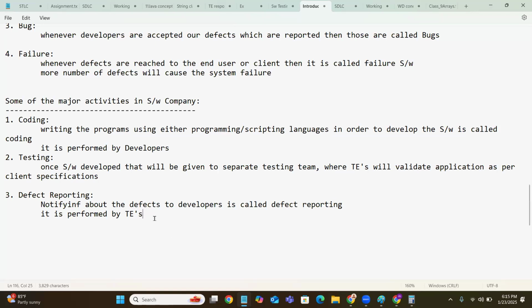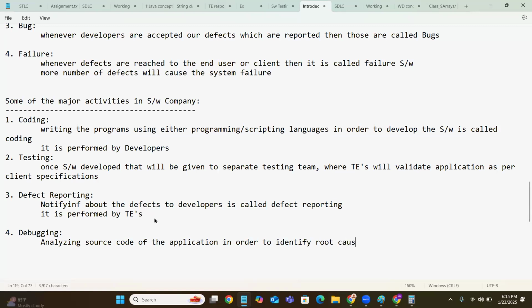After you have reported, there is one activity called debugging. What is the meaning of debugging? Analyzing the source code of the application in order to identify the root cause for a defect.